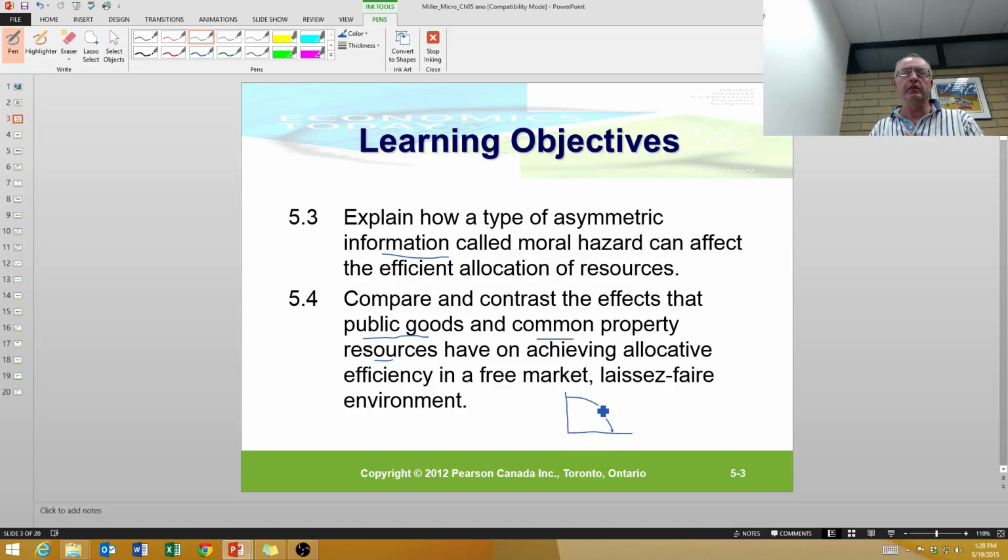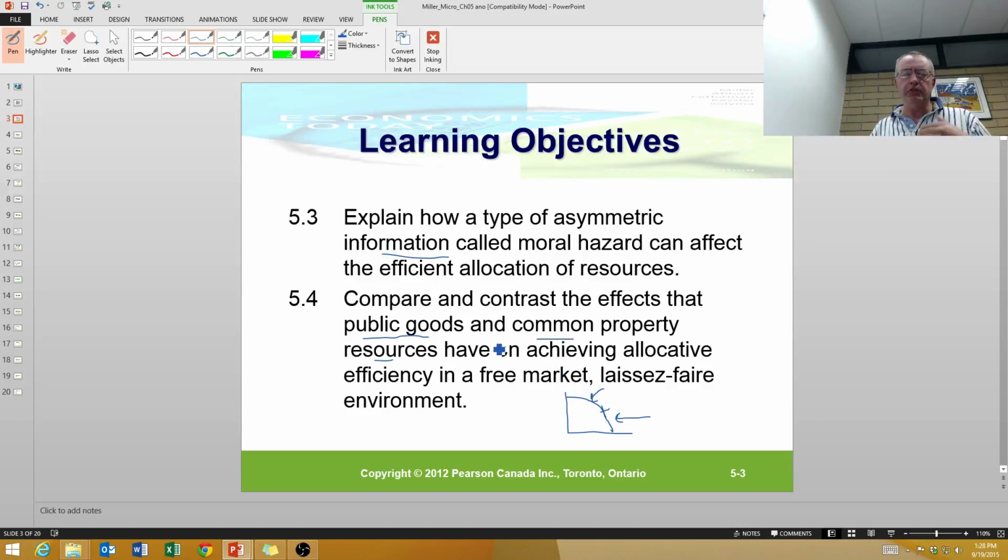So if we have public goods, so here's our point of allocative efficiency. If we have public goods, we could end up at this point here, or common resource goods, or common property resources, we could end up at this point here. And so it's a non-allocatively efficient use of resources in our economy.